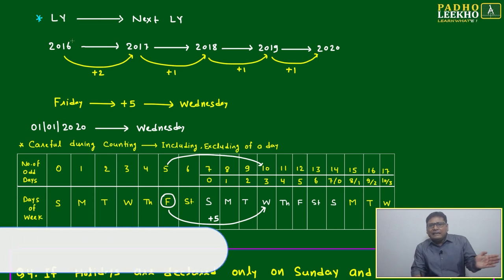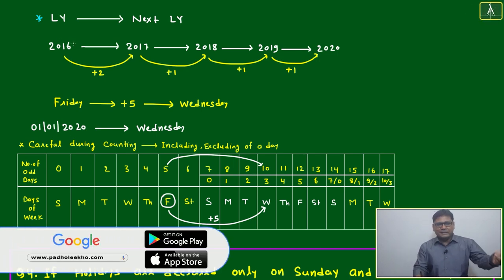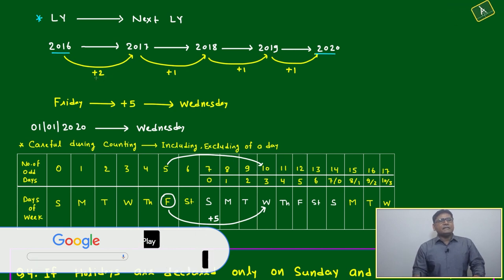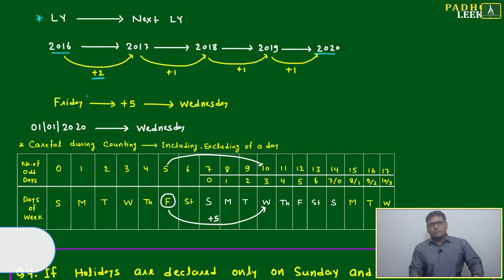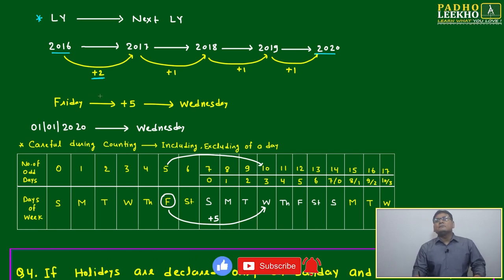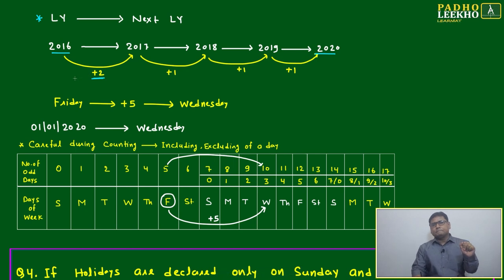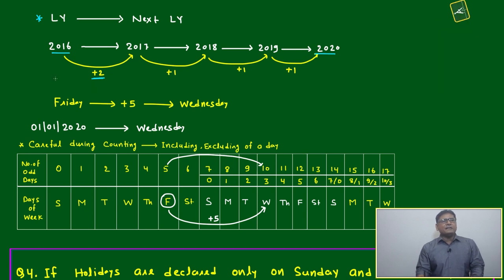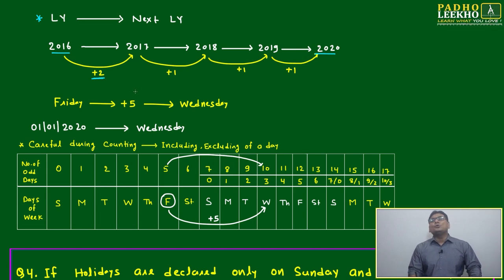This is a leap year and the immediate next leap year, 16 and 20. From 16 to 17 is plus 2. Why plus 2? Because the date is before 29th February. Just suppose that in place of 1st January, it is given 1st March, then it would be plus 1 only. Always keep this in mind. Since the date is 1st January, it is moving by plus 2, because 29th February will be included.